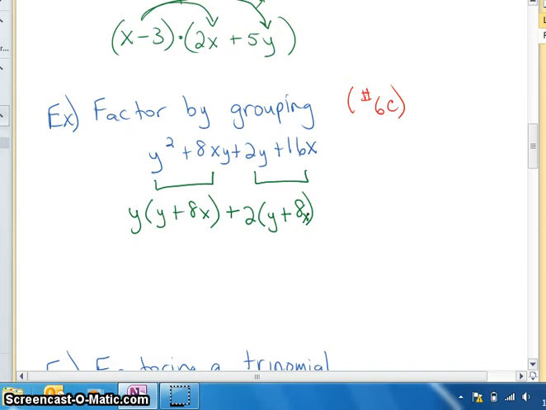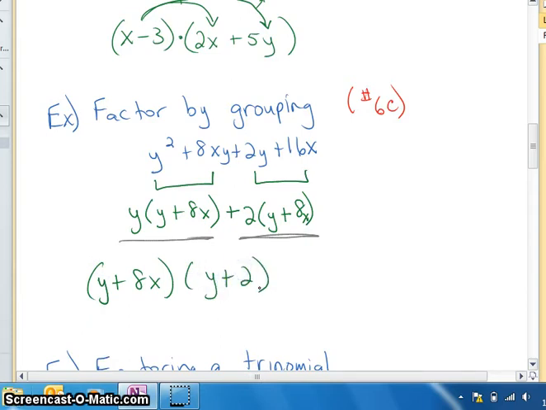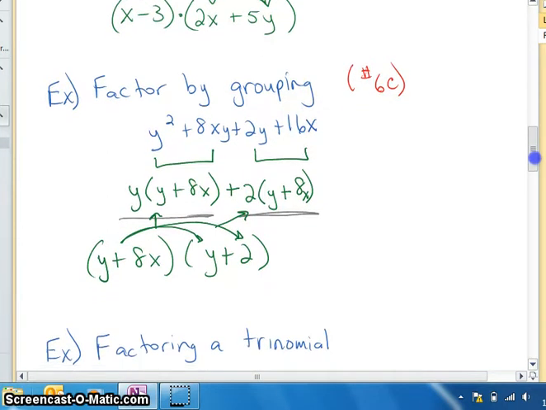So now I'm looking again. I just have a binomial. Here's one term, here's the second term. So now what do these two have in common? Well, they both have a y plus 8x. What's left? Y plus 2. I have to take y plus 8x times y to get this first term. Then I have to take y plus 8x times 2 to get this second term. So that's it. That's factored form. Now let's look at some trinomials.